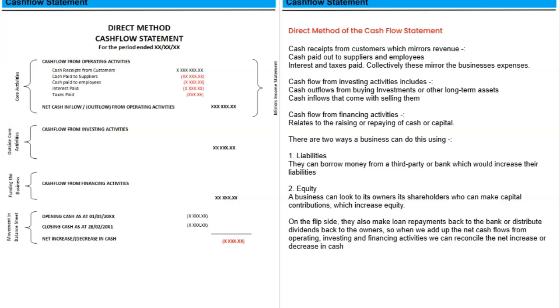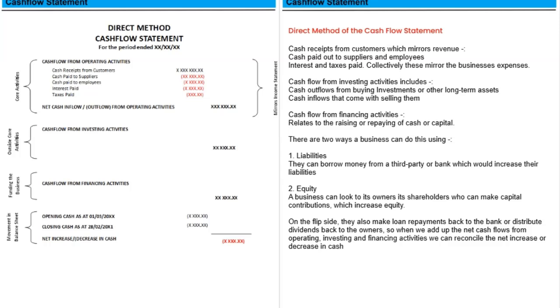The section below that is the cash flow from investing activities. These include cash outflows from buying investments or other long-term assets, and cash inflows that come with selling them. So, everything in this section relates to the buying and selling of assets or investments. The section below that is the cash flow from financing activities. These relate to the raising or repaying of cash or capital. Still on the last section.